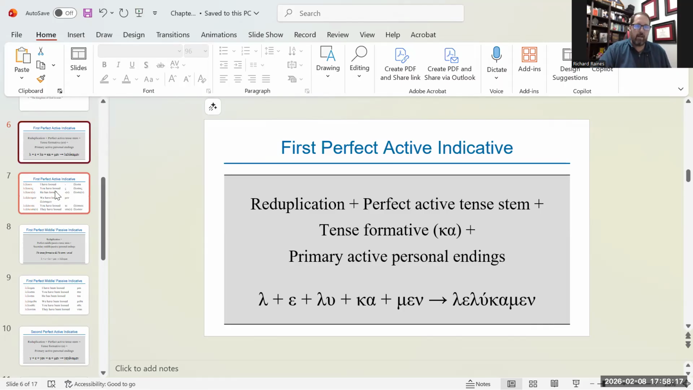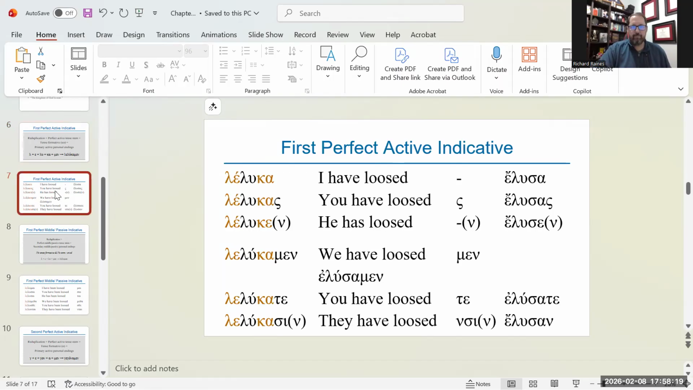So let's see what that looks like in the paradigm. Here we go. Leluka, I have loosed. Lelukas, you have loosed. Leluken, he has loosed. Lelukamen, we have loosed. Lelukate, you have loosed. And lelukasi, they have loosed.